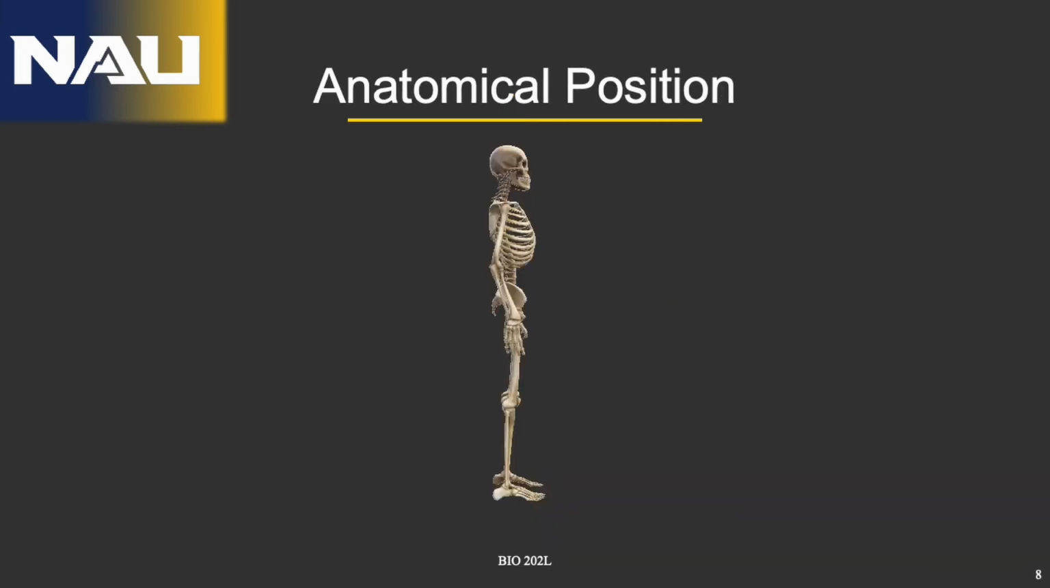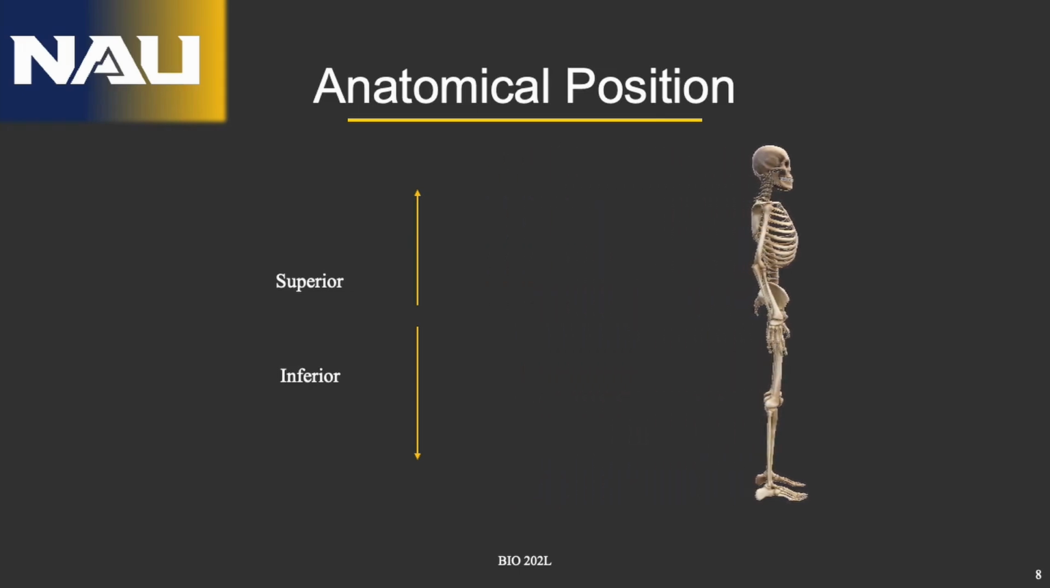Now let's cover some basic anatomical terminology. These terms help us describe the position and relationships of different parts of the body. We have superior, meaning above or towards the head. Inferior, meaning below or towards the feet. Then we have anterior, meaning the front, and posterior, meaning the back.